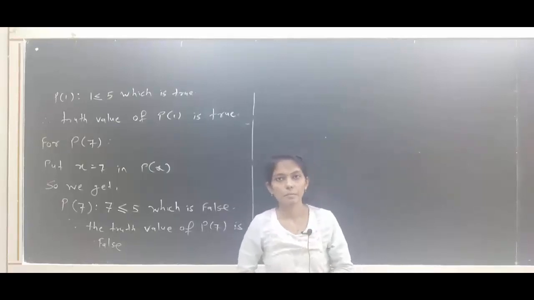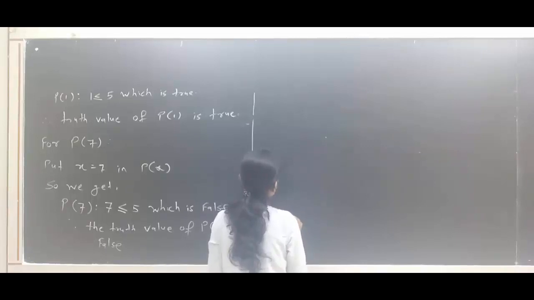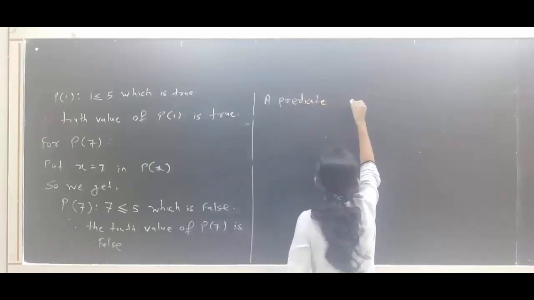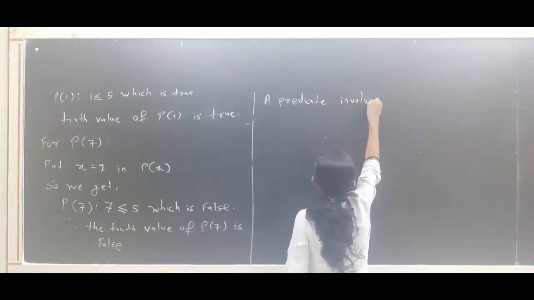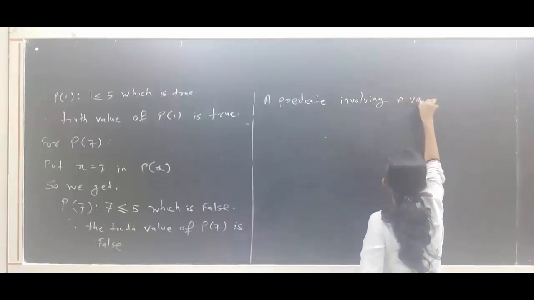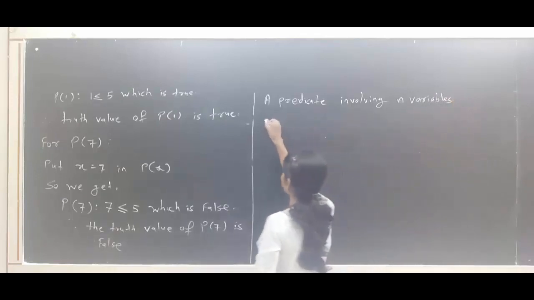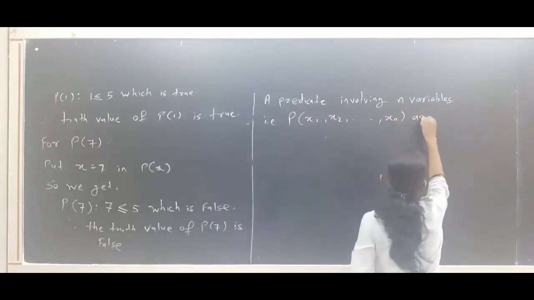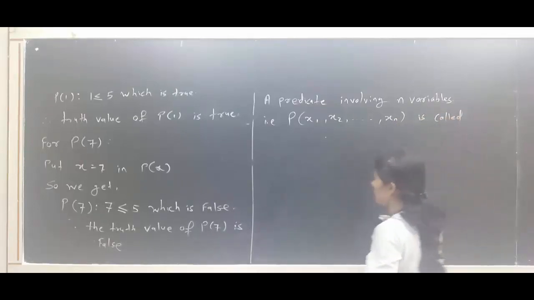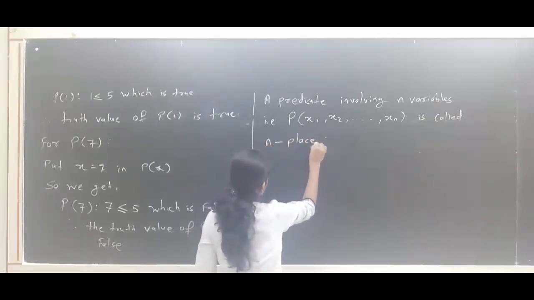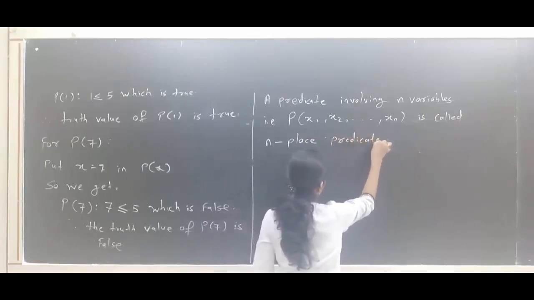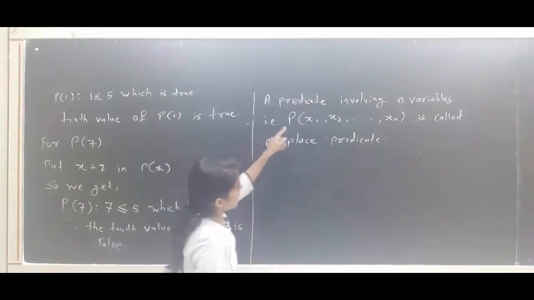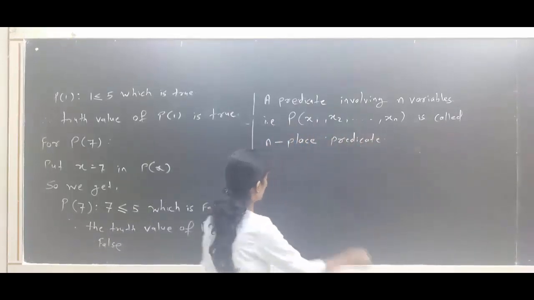Now next point, n-place predicate. A predicate involving n variables, that is P of x1, x2 and so on up to xn, is called an n-place predicate. So a predicate involving n variables is called an n-place predicate, and it is denoted by P of x1, x2, x3 up to xn.